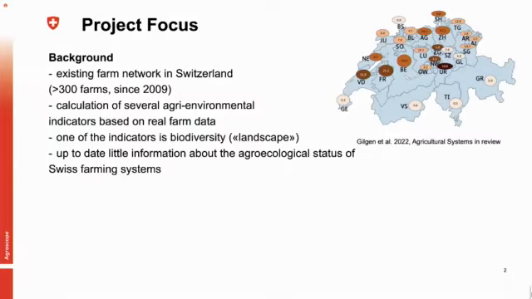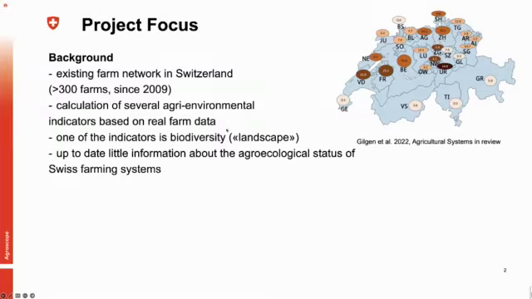The background is that within Switzerland, where we are currently based, we have an existing farm network of approximately 300 farms since 2009. Within this farm network, we are calculating several agri-environmental indicators, talking about erosion, biodiversity, etc. Biodiversity is not just agri-biodiversity as within TAPE, but we're actually doing that at a landscape scale, looking at pollinators, at different plant species, and for instance, also the abundance of spiders, etc. So we do have a pretty good understanding of biodiversity. And our idea was, how can we transfer some of this knowledge into TAPE?